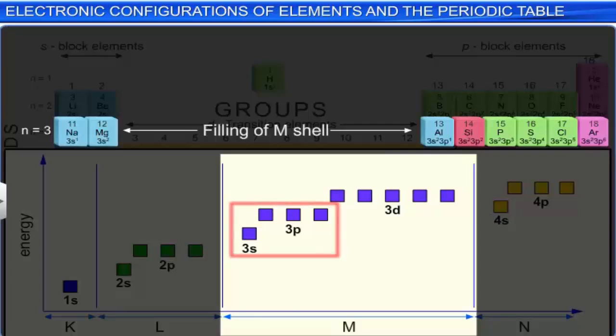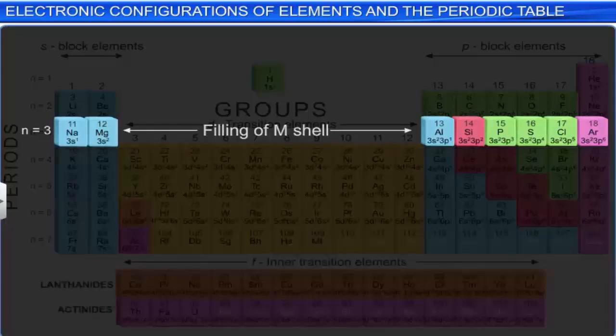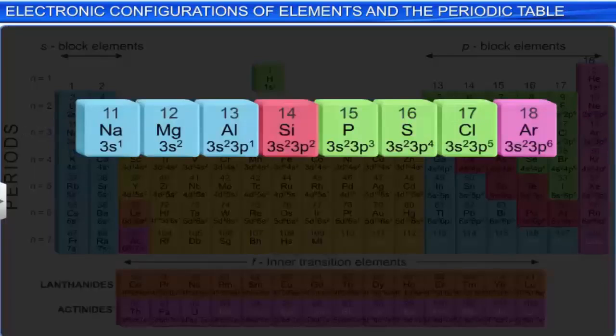As a result, there are 8 elements in the third period, starting from sodium, whose electronic configuration is 3s1, and ending with argon, whose electronic configuration is 3s2 3p6.